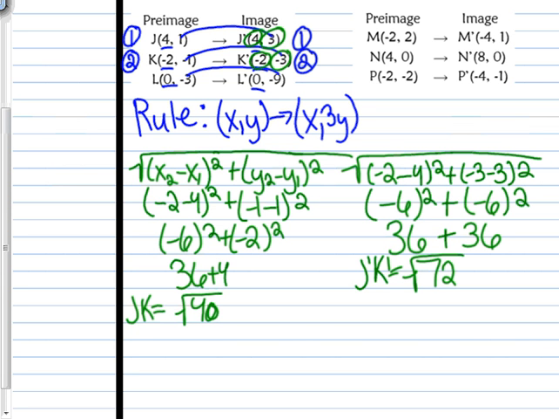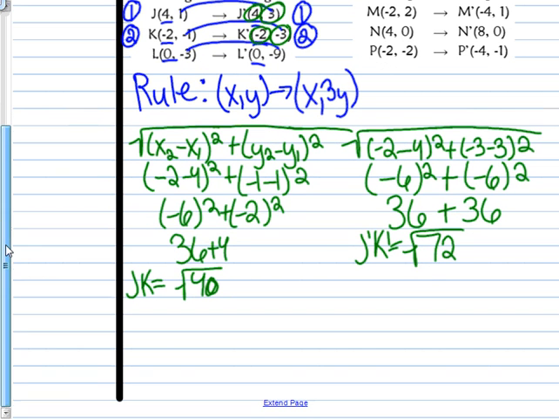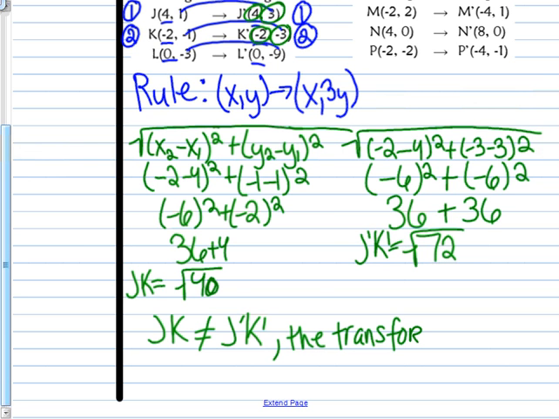So the way that we want to word this is, since JK does not equal J prime K prime, the transformation is not rigid. If the sides were exactly the same, then we'd have to keep checking to see if all the sides were exactly the same. But since one side is not the same, we don't have to check the rest of them. Since one side is not the same, it is not rigid.